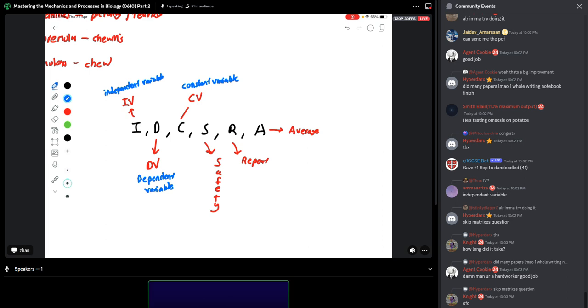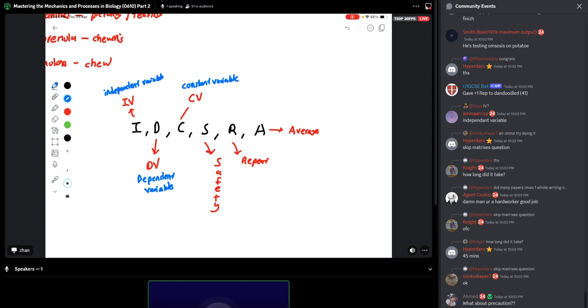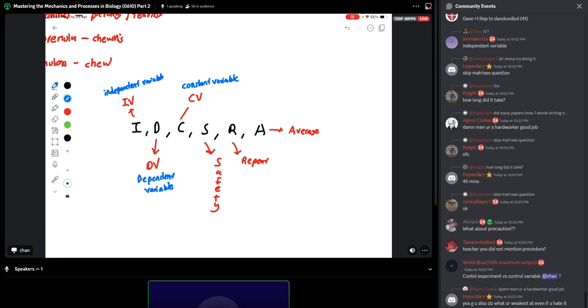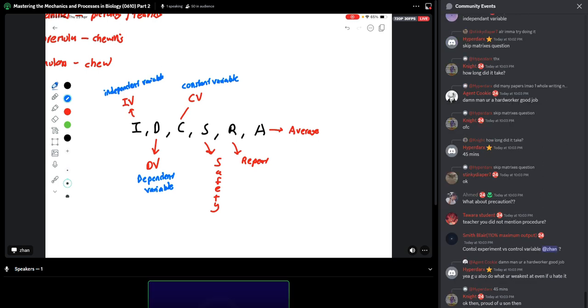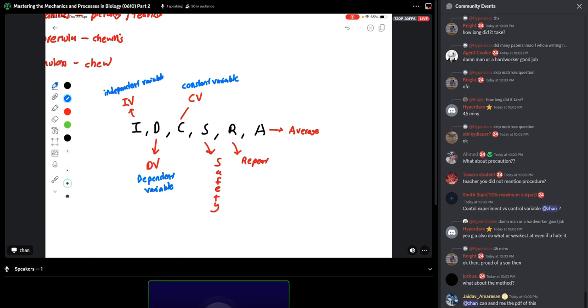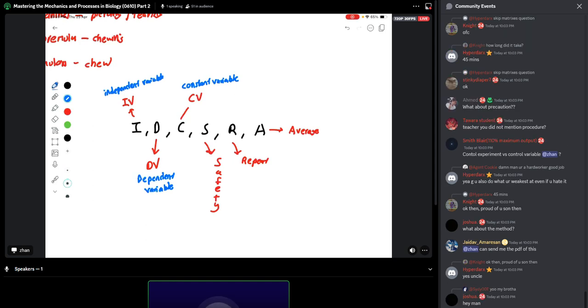So 6 marks, very simple to get. State 1 mark each for your IV, DV, CV. Give two constant variables, and one safety precaution. Then control. A control experiment is basically like: if I'm using this particular liquid, I want to see whether, with water, there are any changes. I want to make sure that when I add that particular solution, the thing actually changes.